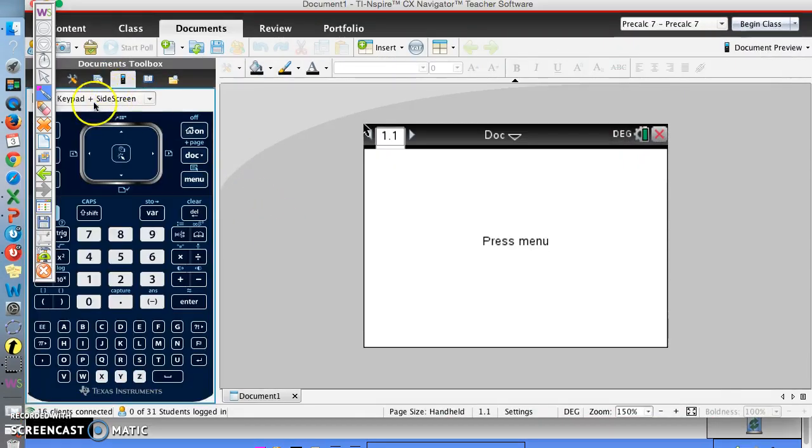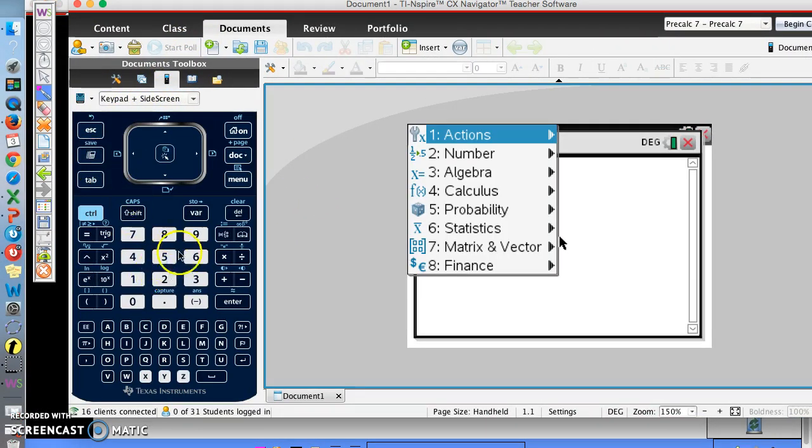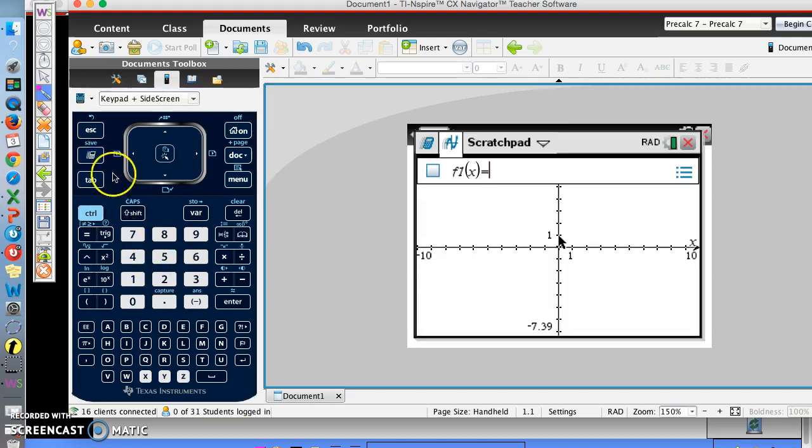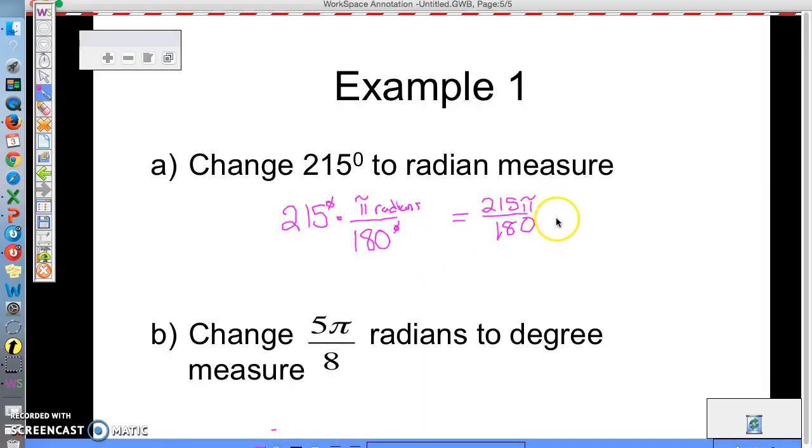Let's see if that reduces down at all, that 215 over 180. So 215 divided by 180, we have 43 pi over 36.